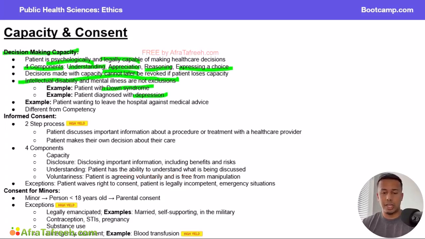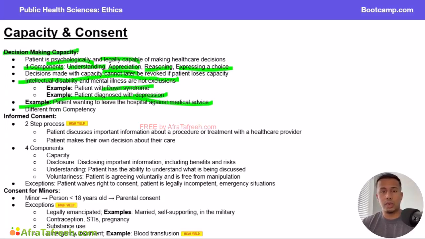And a really common example of when this happens in the hospital is when a patient wants to leave. They want to leave against medical advice. You as the physician will need to make the determination that the patient has decision-making capacity. They understand the risks of going home against medical advice. And if they have decision-making capacity, then you have to let them leave.